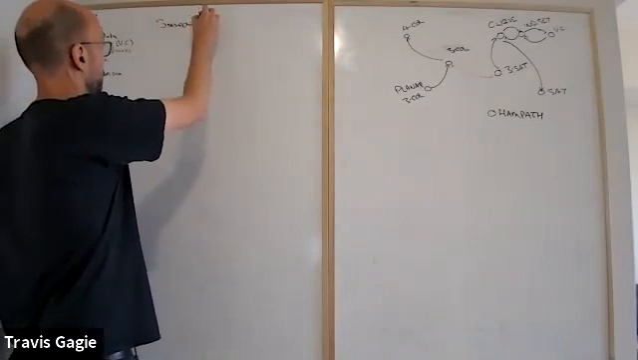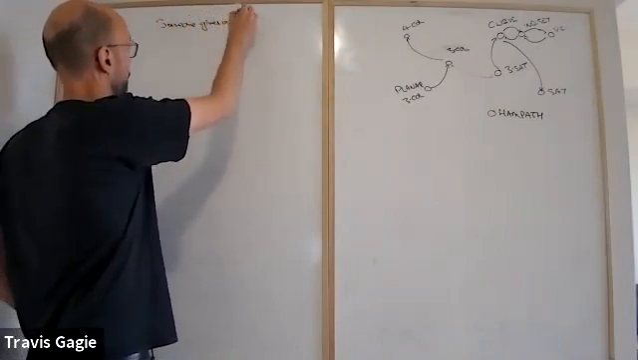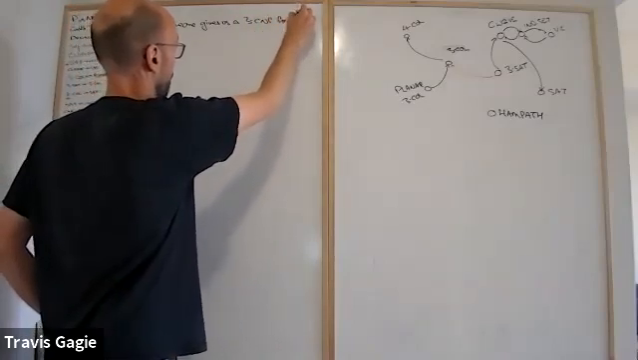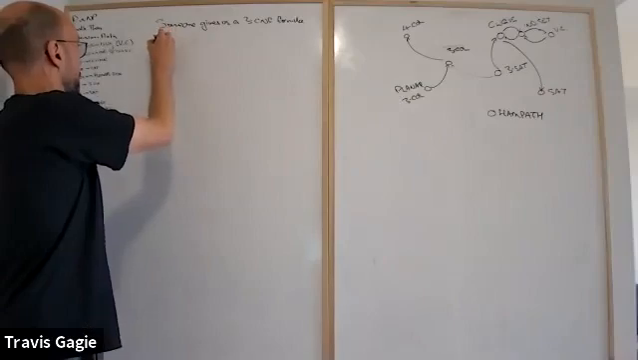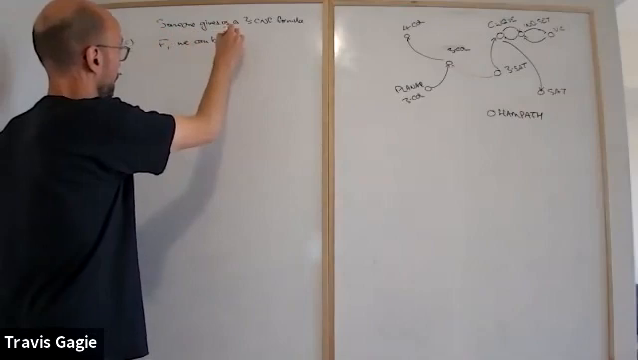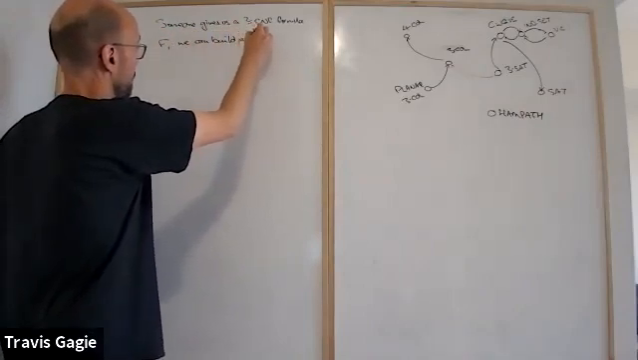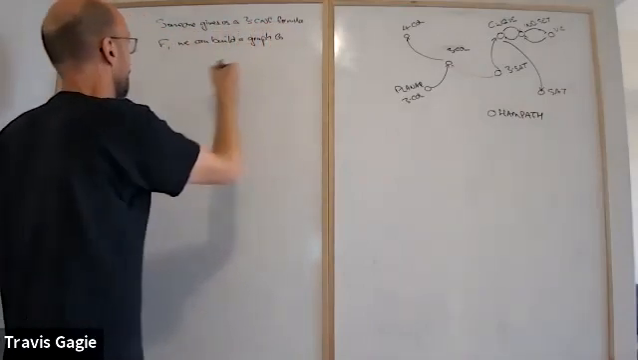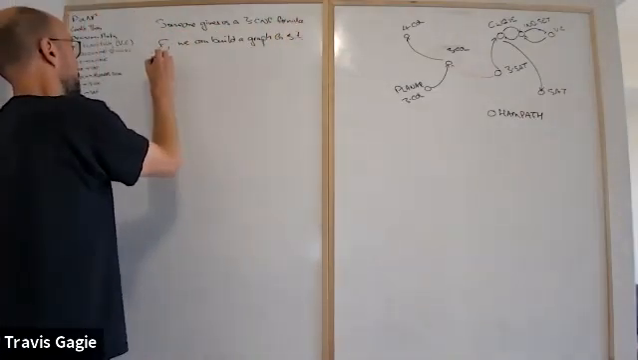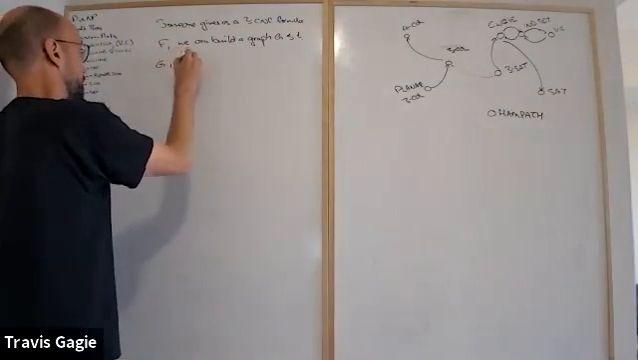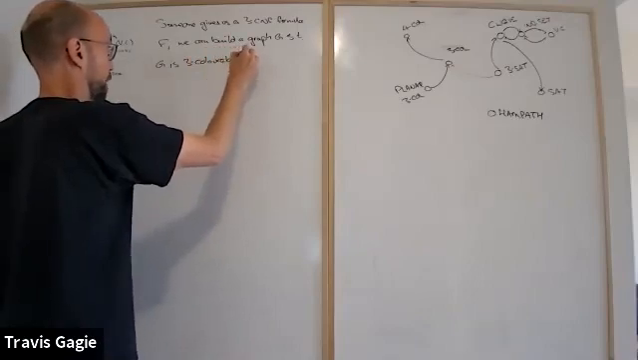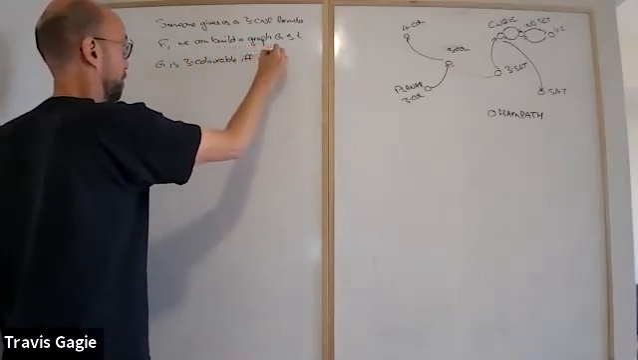Someone gives us a 3CNF formula, a Boolean formula F. We can build a graph G such that G is three-colorable if and only if F is satisfiable.